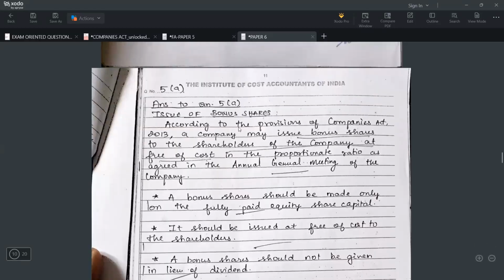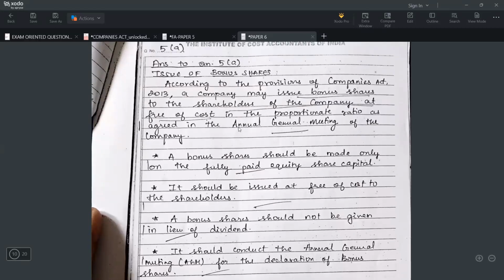Okay. Then question 5A. It's a direct question. For a direct question, I never use the word provision. Only for case studies will you use the word provisions, because in a direct question you are yourself describing and writing the provision itself.